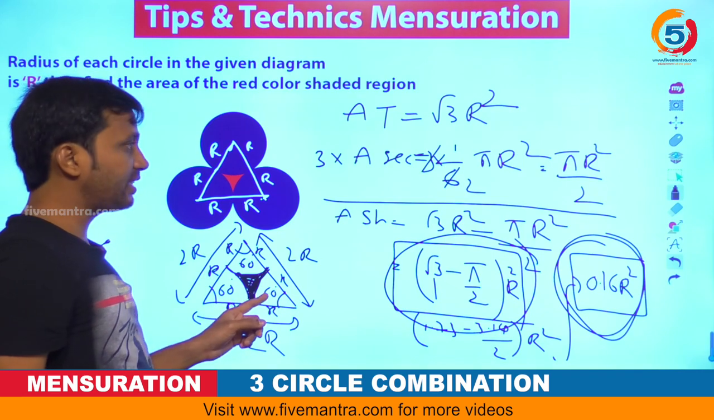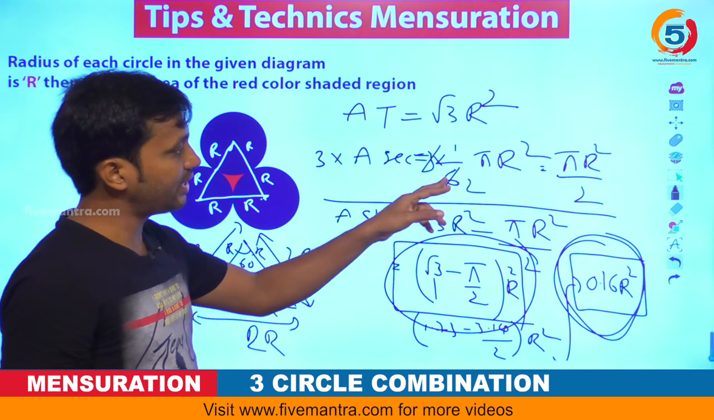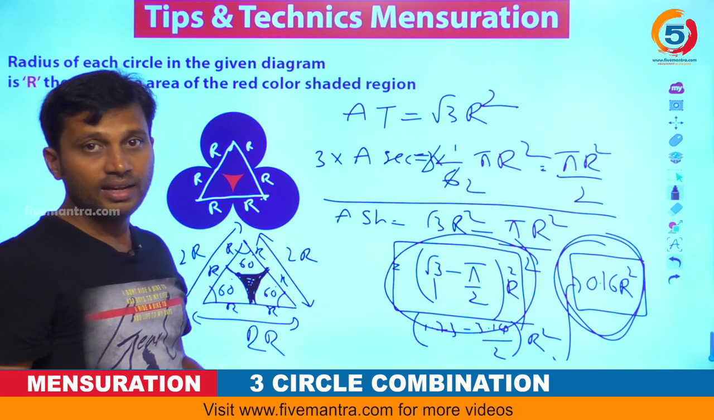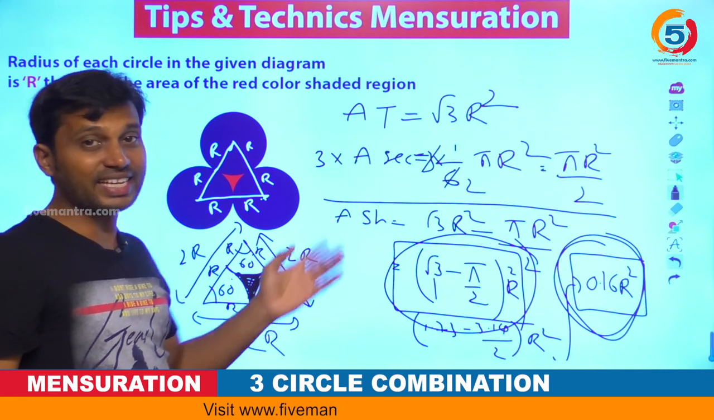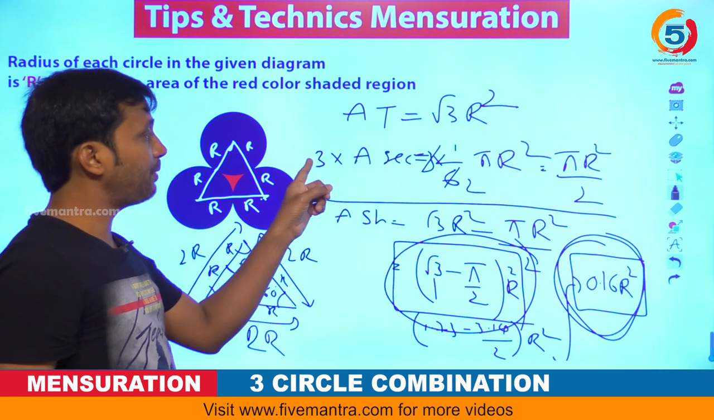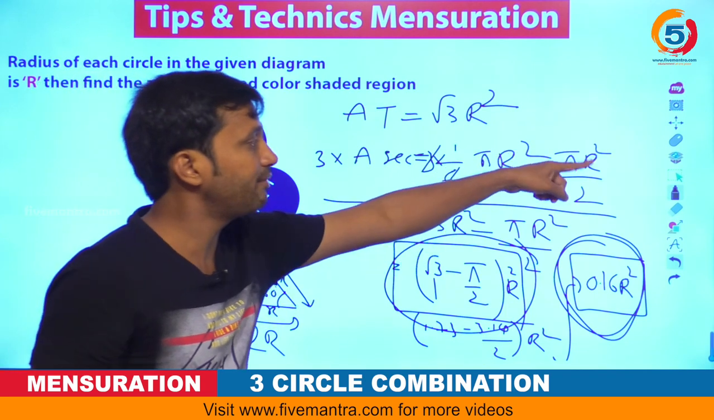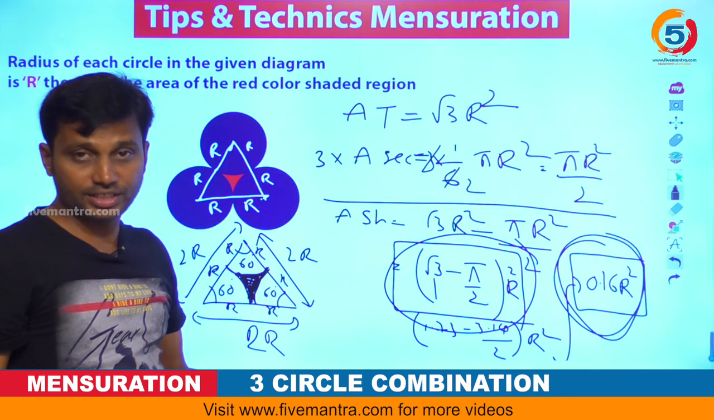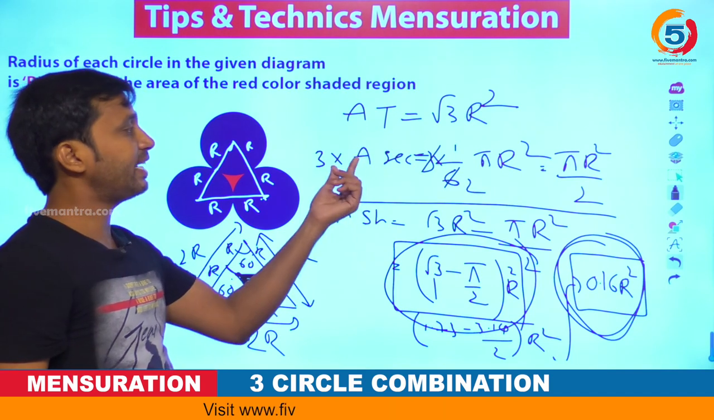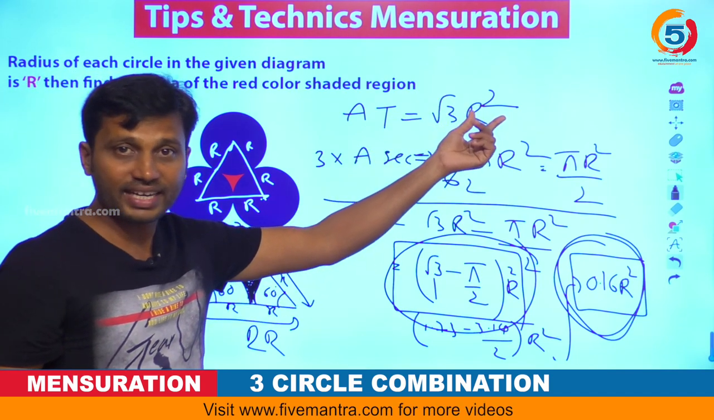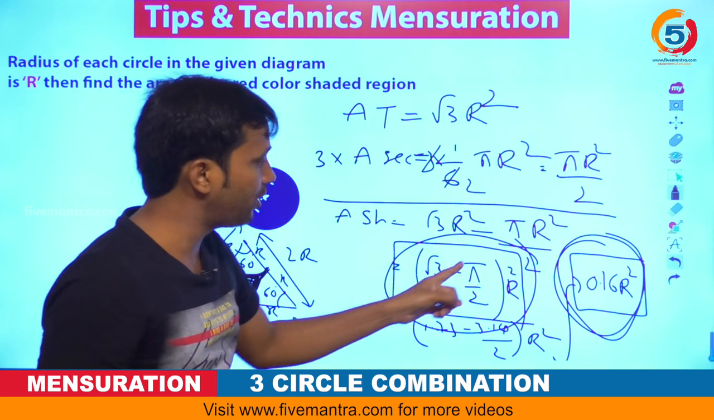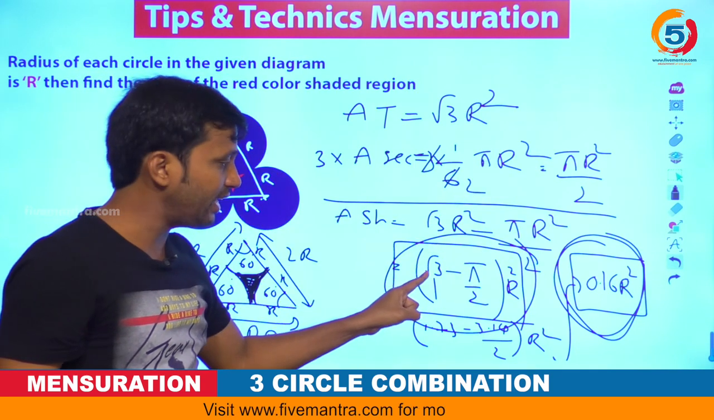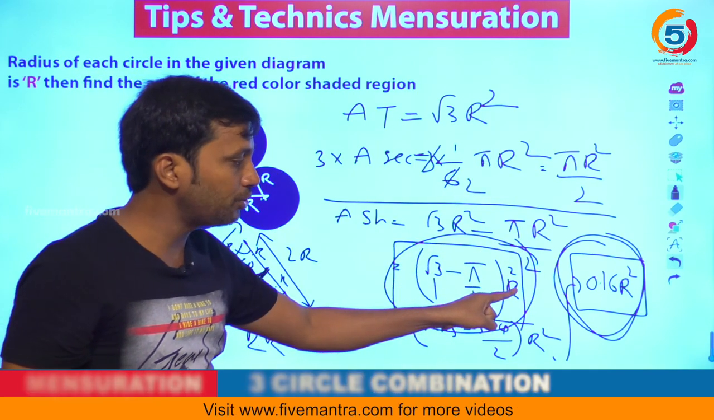And the area of each sector we need to find, and we got it as 1 by 6 pi r square. We need to subtract the 3 sector areas, which means it should be multiplied by 3. Then the value we get is 3 by pi r square by 2. In order to get the shaded area, the 3 sectors' area should be subtracted from the triangle area. And that answer would finally be root 3 minus pi by 2 into r square.